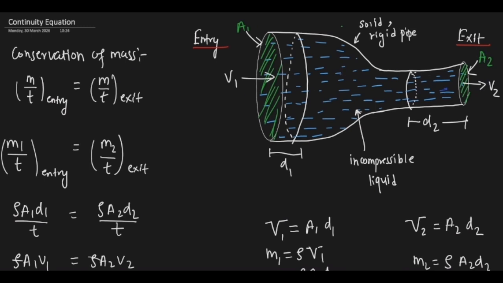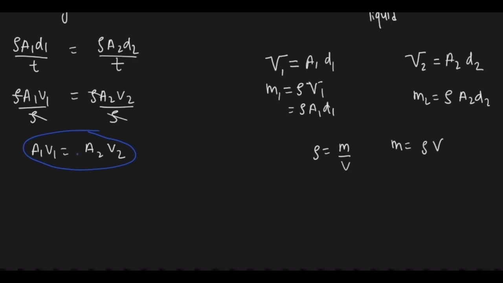Because it has nowhere to go except this exit side. It would have been a different case if the pipe had some holes or had some source in it. But this pipe is very solid and rigid, so it does not have any holes or any sources of water. So what goes in must come out. So therefore A1V1 equals A2V2. We can also represent it this way: AV equals constant. That means if area is higher, velocity would be lower, and if area is lower, velocity would be higher. Thank you.